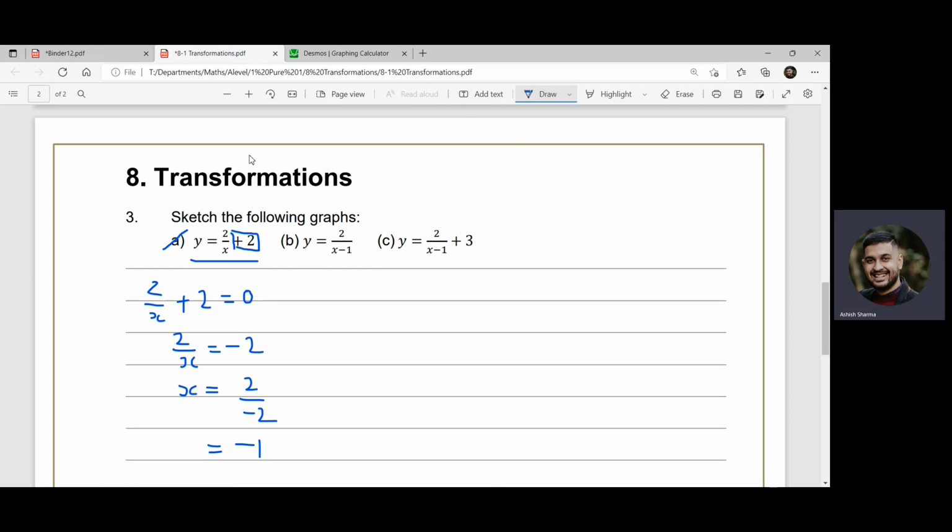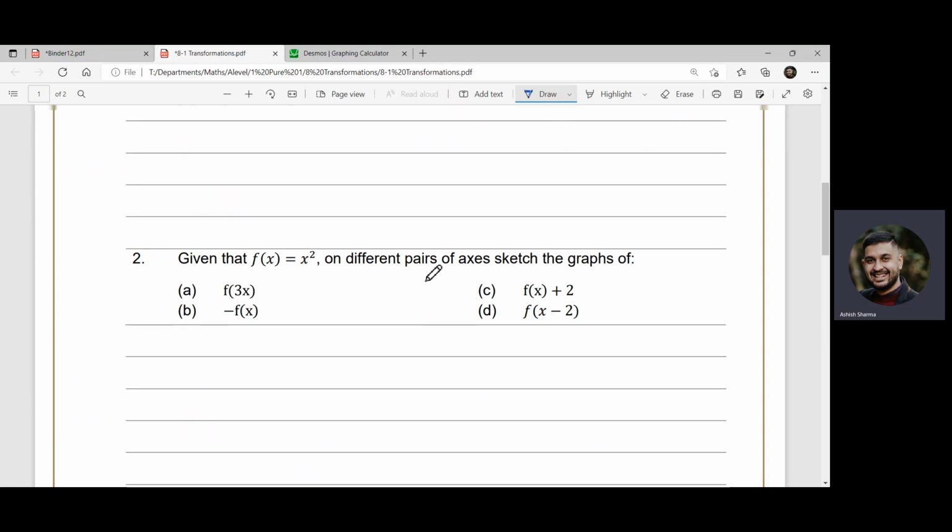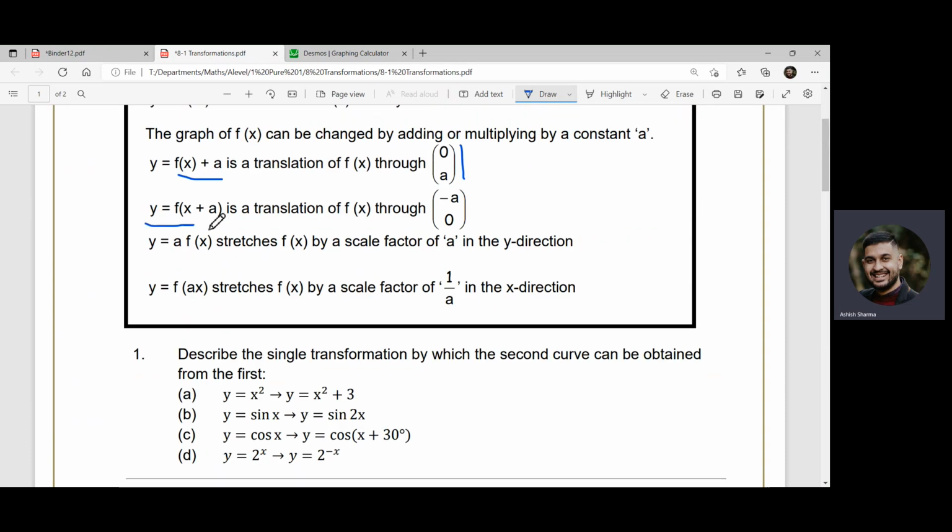Now, if we look at part B, we've got 2 over x minus 1. If we think about 2 over x again, that's our original function. Now, if you look at 2 over x minus 1, if I put that x minus 1 in brackets, because that's what you normally substitute x values into, then we can make an equivalence with f of x minus 1. In the bracket with the x, we're subtracting 1, which means we have that equivalence with this particular transformation, which is a translation in the x direction given by the vector minus 1, 0.